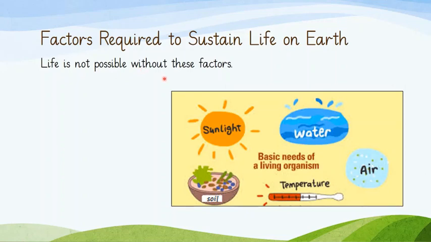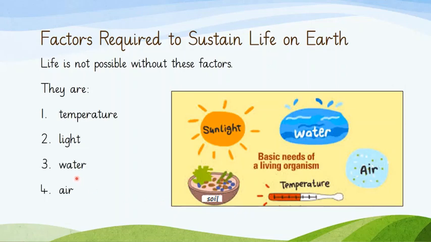Can you rename these factors with me? These factors are: number 1, temperature. What is the second one? It is light. The third one is water. The fourth one is air. And the fifth one is soil.